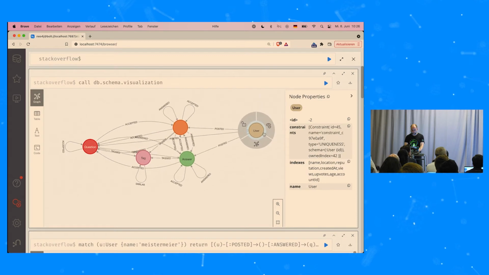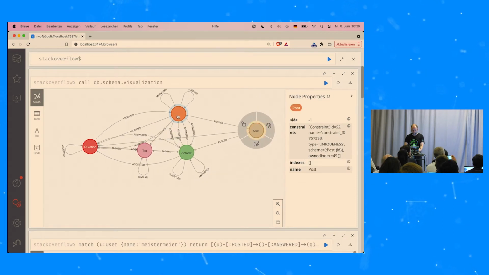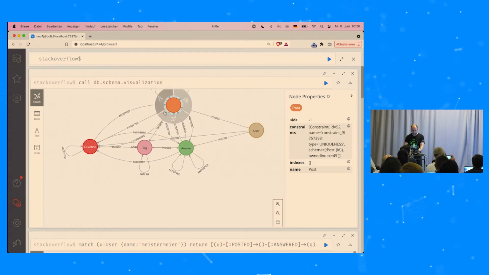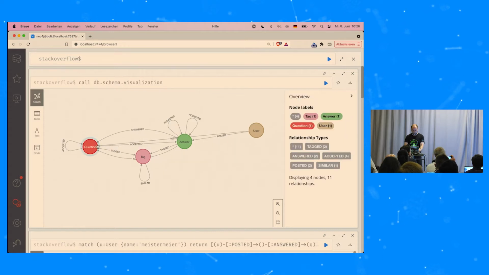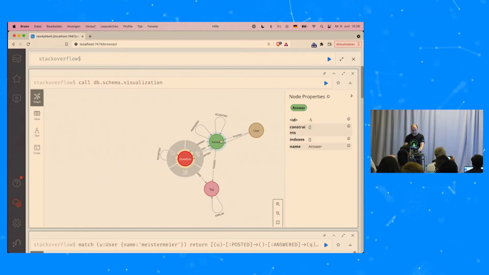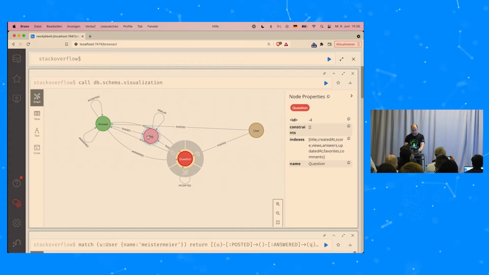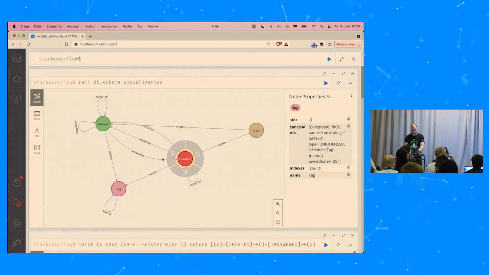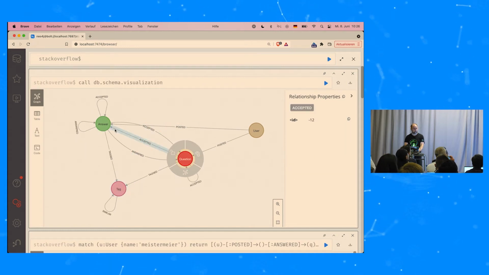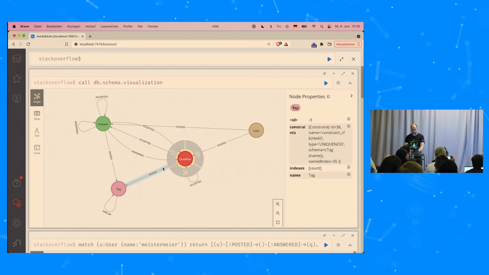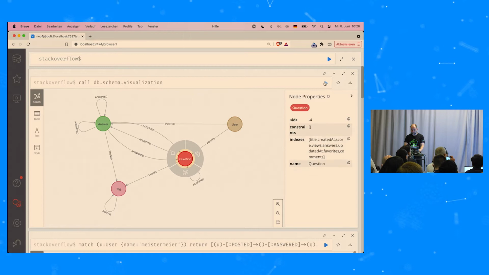But you have the user who posts, because this is kind of a multi-label thing. So let me just move this one. A user posts questions, which can be answered by an answer, and then there's also an accepted link for the accepted answer, and then there are tags, where the question is tagged with a tag. So that's the basic data model.